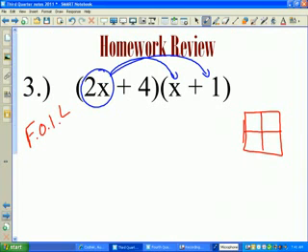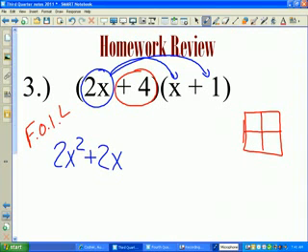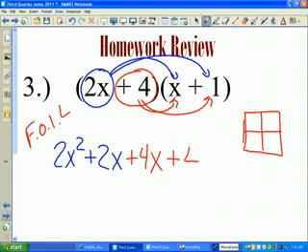So I'm asking myself, 2x times x gives me 2x squared. 2x times positive 1 will give me a positive 2x. Okay? So now I don't have to distribute anything else. Now I'm looking at my positive 4, and I'm going to distribute that to everything in that second parenthesis. So 4 times x gives me a positive 4x, and 4 times 1 gives me a positive 4.